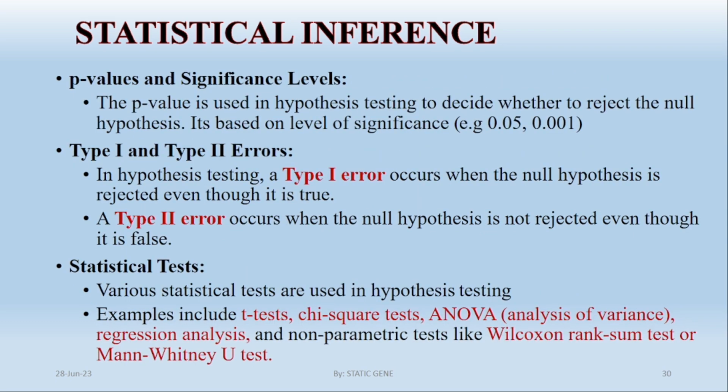Another measure for statistical inference is p-values and significance levels. A p-value is used in hypothesis testing to decide whether to reject the null hypothesis. It is based on a significance level, either 0.05, 0.01, 0.001, something like that. Now, this one we shall explore in much more detail.